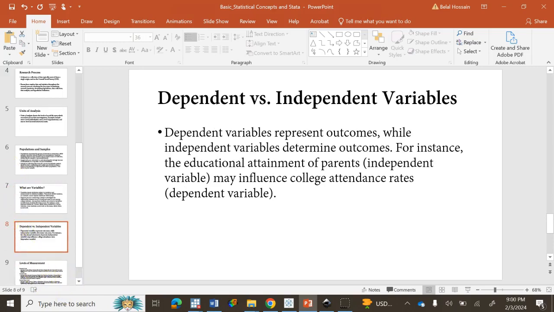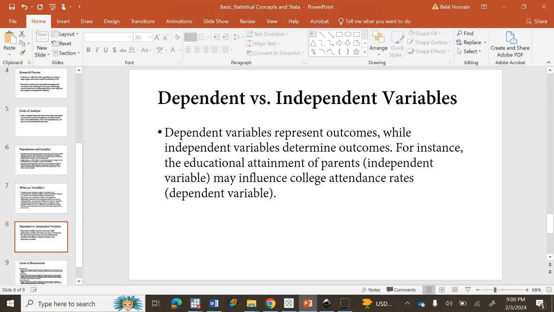Okay. So now, dependent and independent variables. Dependent represents outcomes or effects. Just think effects or outcomes, while independent determines outcomes. So independent is actually causing the outcomes or influencing the outcomes.